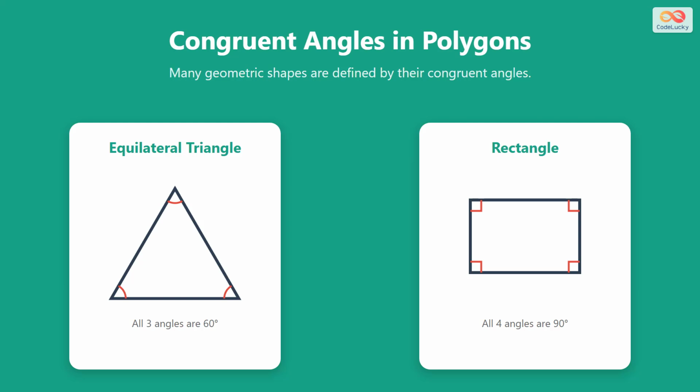Shapes are often defined by their congruent angles. In an equilateral triangle, all three angles are 60 degrees. In a rectangle or square, all four corner angles are 90 degrees. Recognizing these shapes immediately tells you which angles are congruent.